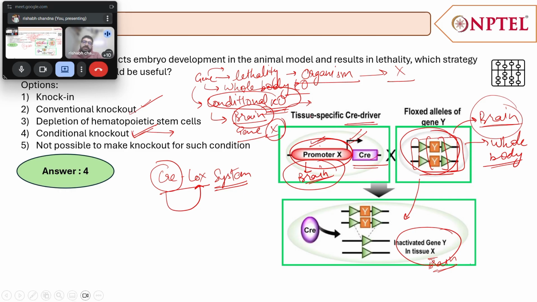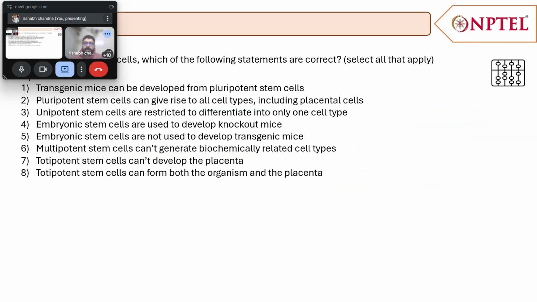Okay, so any doubts in this particular mechanism? Okay. If not, then we'll move on to the next question.